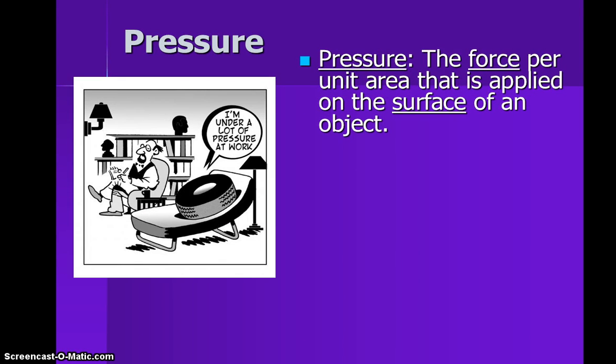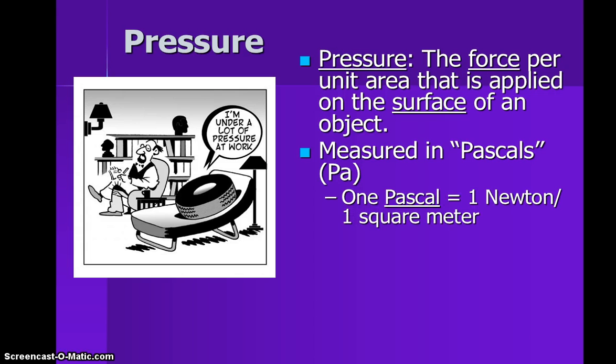Pressure is referring to the force per unit area that is applied on the surface of an object. Pressure is measured in pascals. 1 pascal is equal to 1 Newton over 1 square meter. In order to calculate pressure, you divide the force by the area.